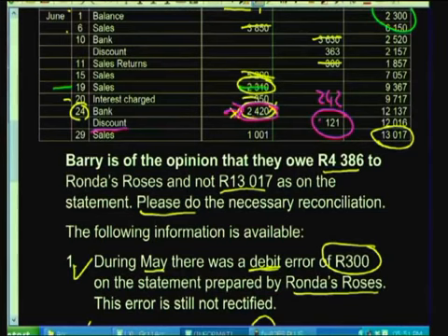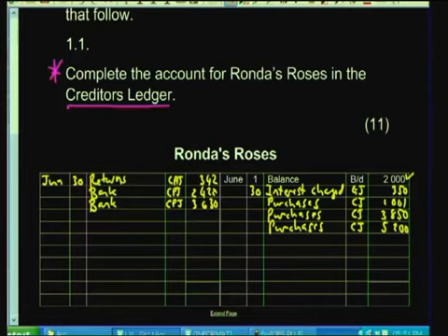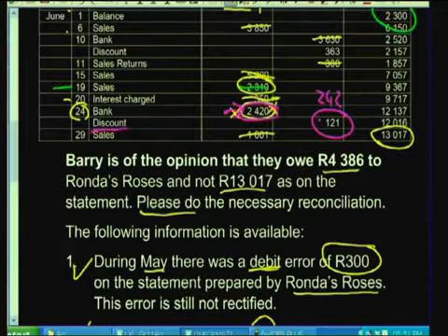Oh, and by the way, I'm also going to cross out this interest charged, because remember we did that adjustment as well. And we also did this adjustment of 1,001 Rand. If you can't remember where the interest charged and the amount of 1,001 Rand are, have a look over here. We've already recorded them, 350 and 1,001. We've put those entries into the account of Rhonda's Roses. So I'm just crossing them off to show that we've dealt with them.